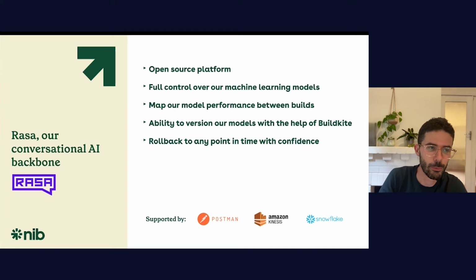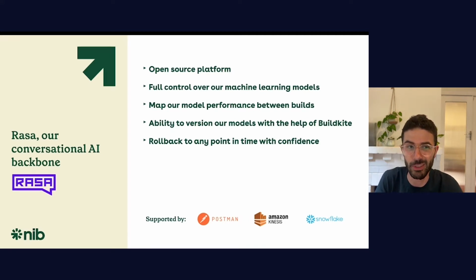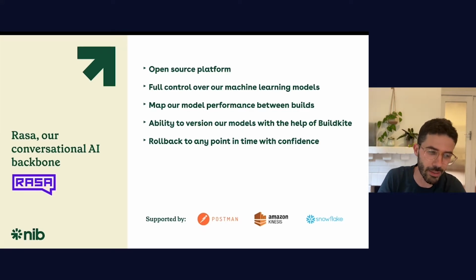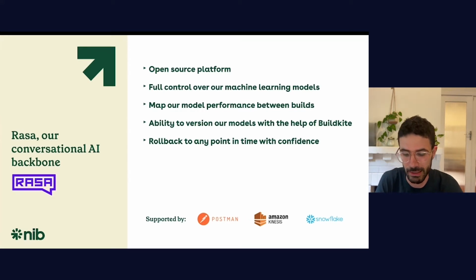So for our conversational backbone, we use Rasa. And Rasa is an open source conversational AI platform. It gives us full control over our machine learning models that allow us to map our model performance between every individual build. And then on top of that, the ability to then version our models with the help of Buildkite and let us roll back to any point in time with confidence.